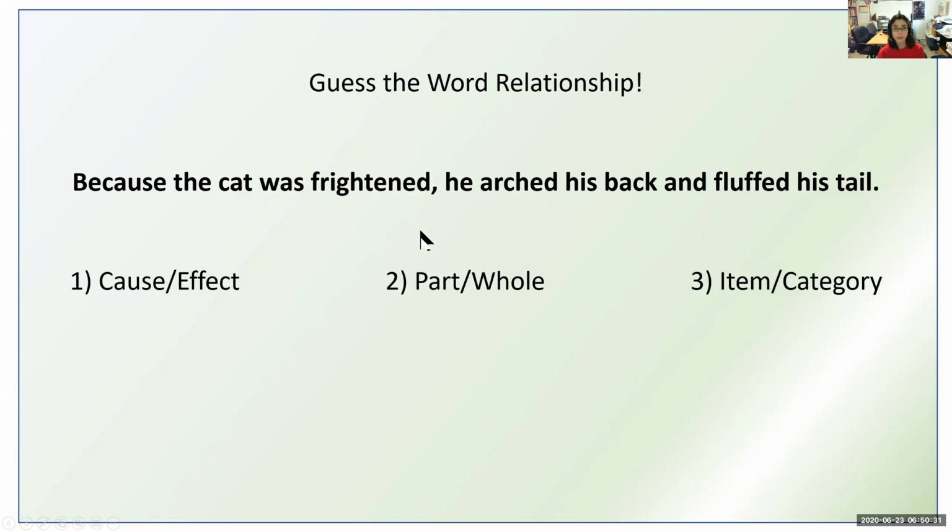Because the cat was frightened, he arched his back and fluffed his tail. So on your piece of paper, I'm going to have you write down the number 3 because this is the third word relationship that we're doing. And by that 3, you're going to write either cause-effect, part whole, or item category, based on what you think that this word relationship is. So I'll let you pause your video and write it down.